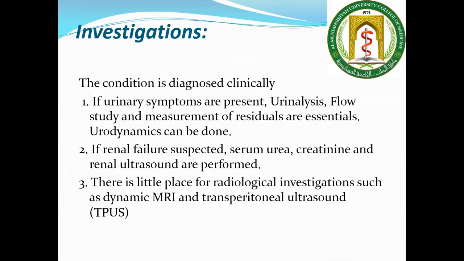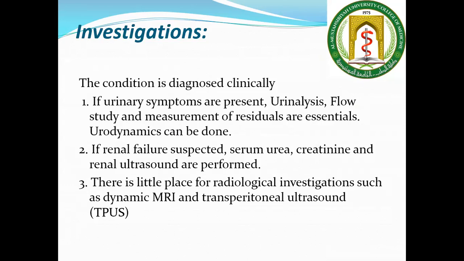Investigations: for any case of prolapse, the diagnosis is clinical, from history and by examination. Sometimes we send investigations to exclude, for example, urinary tract infection. We send for general urine exam, urine flow studies, and measurement of urinary residual volume. Urodynamics can be done for cases of cystocele. If there is severe prolapse and renal failure is suspected, urea and creatinine should be sent, and a renal ultrasound.